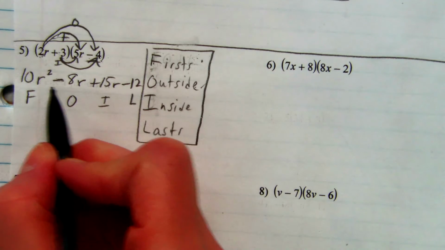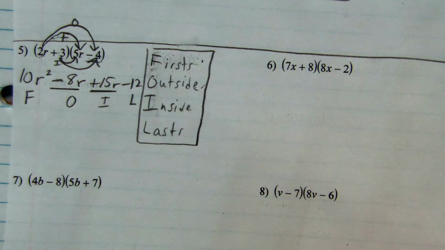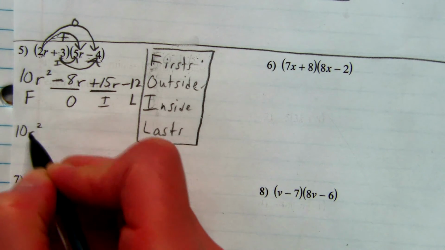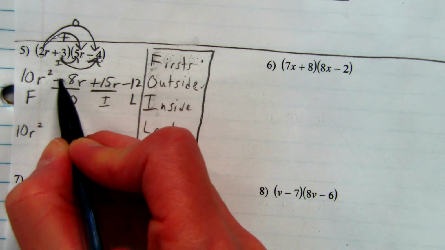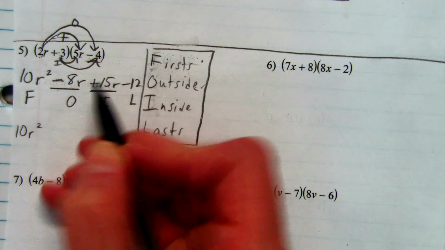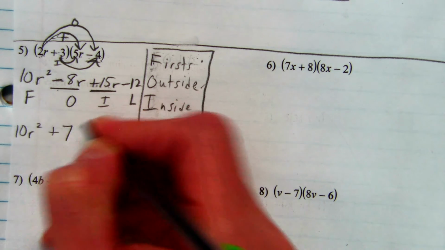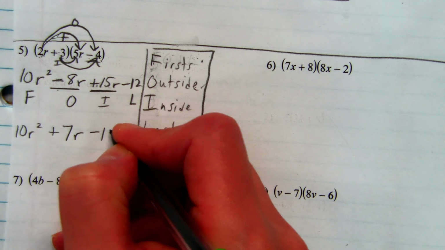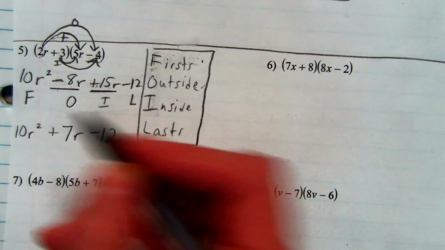The r's. So the negative 8r is how I'm thinking of that, and positive 15r can go together. So the 10r squared will not change. I'm just going to copy that down. But these, if I put them together, negative 8 and positive 15 give me how many r's? Positive 7 r's. And then the minus 12 doesn't have anything to combine, so that's it. So it's usually just these two terms right here that you'll put together.